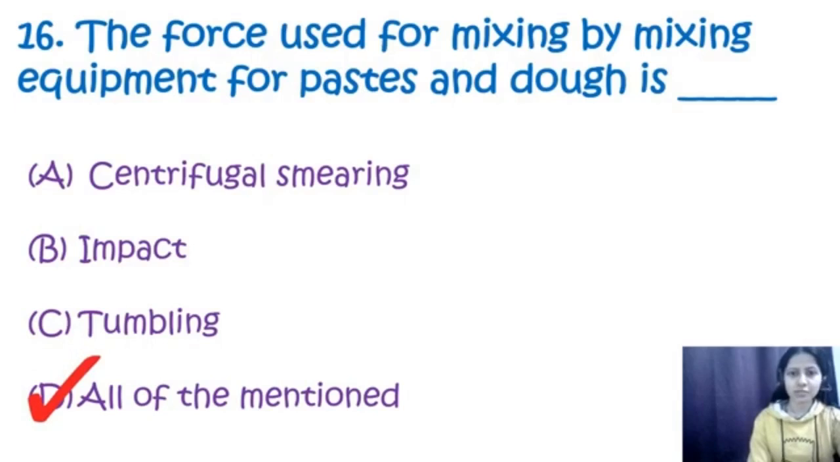So in centrifugal smearing, what happens? The force is generated by rotating of the mixing bowls or the containers. So it is commonly used in planetary mixers or other types of mixers that have rotating containers. Whereas in impact, the force is generated by the collision of the mixing elements within the mixtures. So it is commonly used in high shear mixers or other types of sharp blade mixers. Whereas in tumbling, the force is generated by rolling or tumbling of the mixtures within the mixing containers. So over here all the options are correct, so option number D is correct.